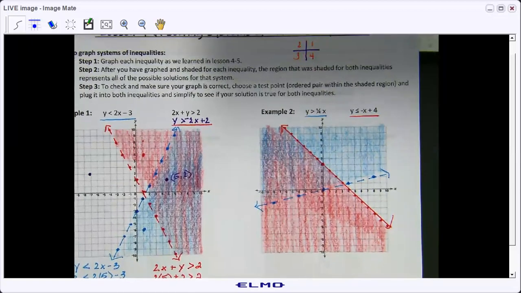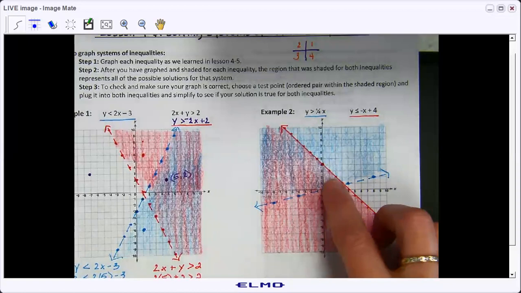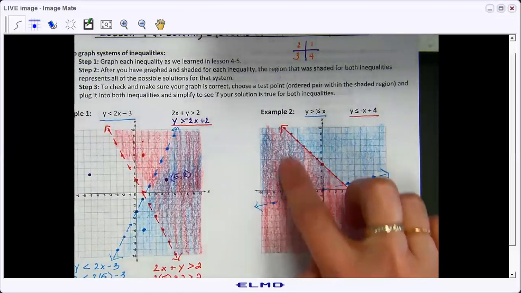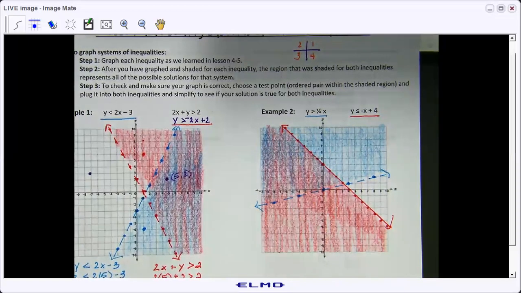Okay, now, if I wanted at least one solution for this system of inequalities, in which quadrants can I find a solution to the system? Quadrant 2 and a little bit of quadrant 3, and one more: quadrant 1. All of this is in quadrant 2, and this down here is in quadrant 3.